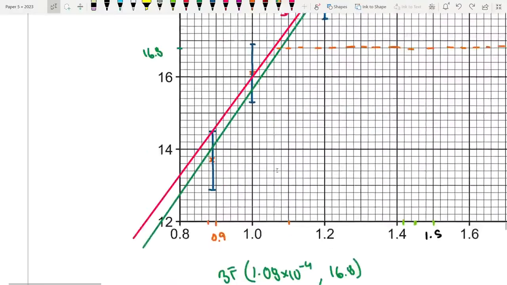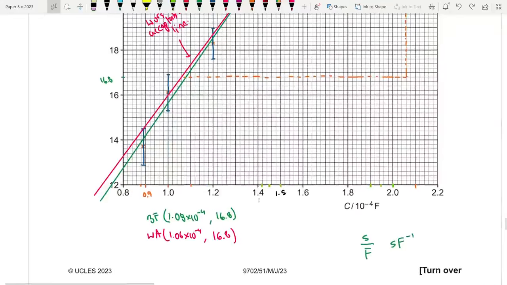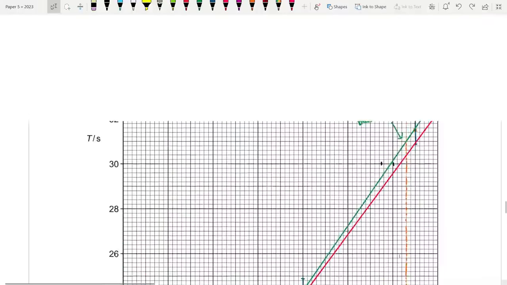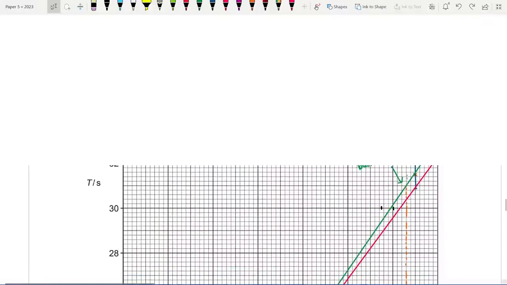Now, as you can see, I've written the points for the line of best fit and the worst acceptable line, I've included that as well. So, for the line of best fit, it's at 1.08 times 10 to the power minus 4 and at 16.8 on the y-axis, and the worst acceptable line is like this. Similarly, I've also taken the point up here.